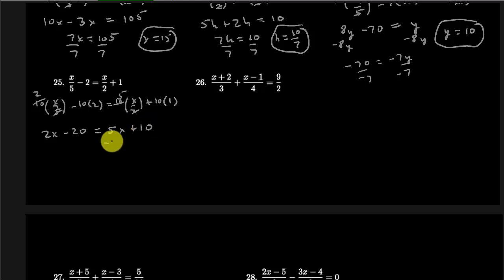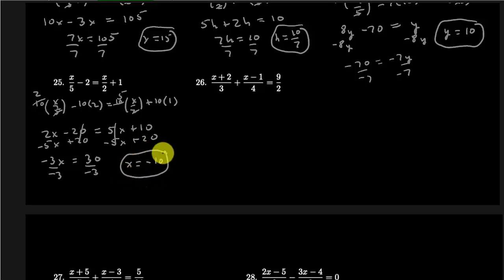So let's subtract 5x to both sides. Let's add 20 to both sides. The 5x's cancel, the 20's cancel. I'm left with negative 3x equals 30. Divide both sides by negative 3. x is equal to negative 10.